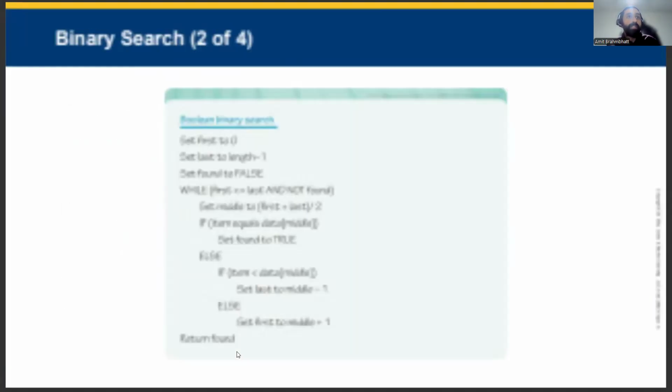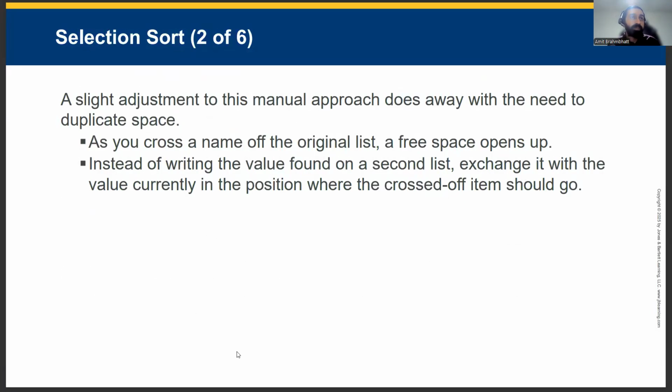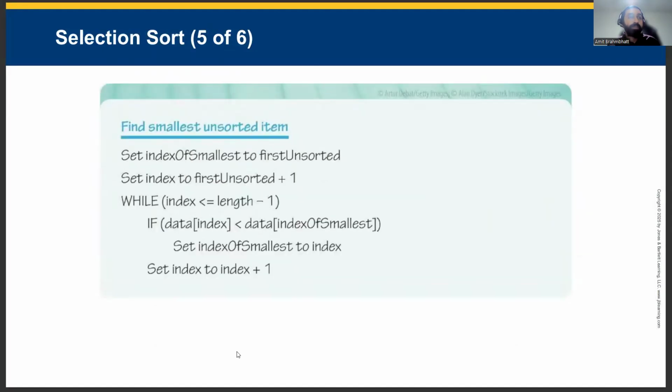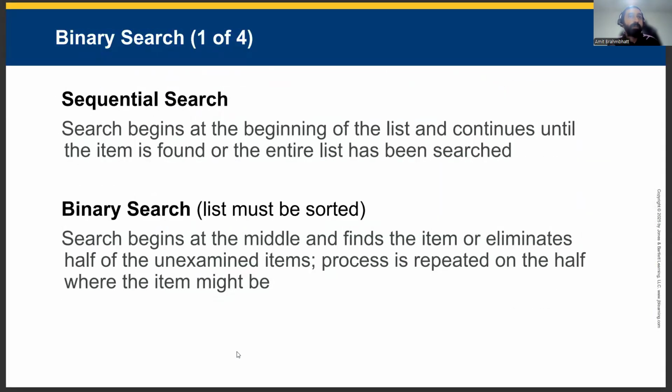Moving on to binary search. Okay. Basically, we contrast it with sequential search. Sequential search always starts at the beginning and checks each element in order. And binary search requires a sorted array.